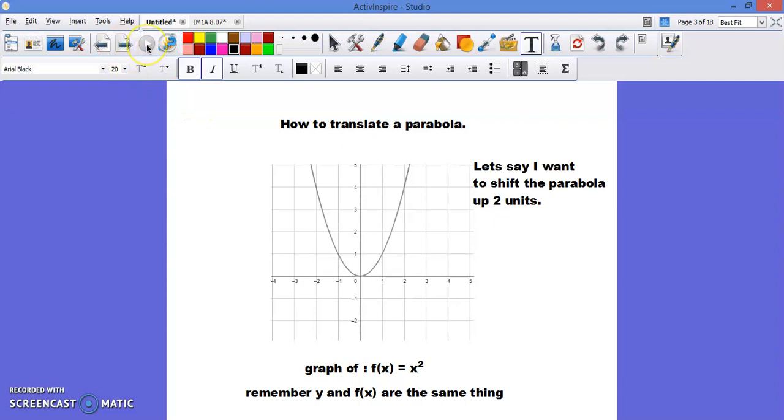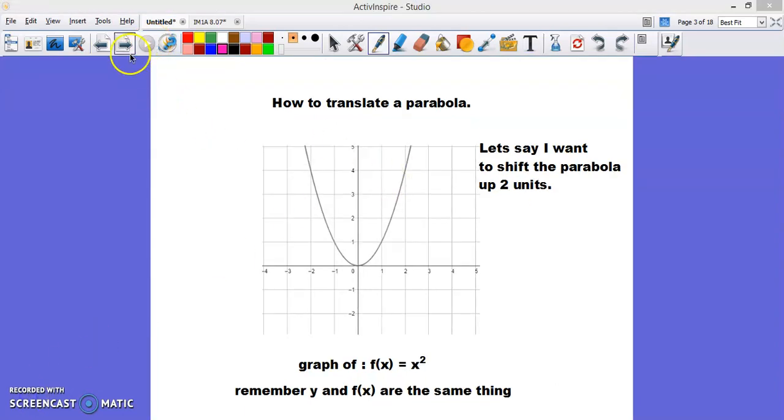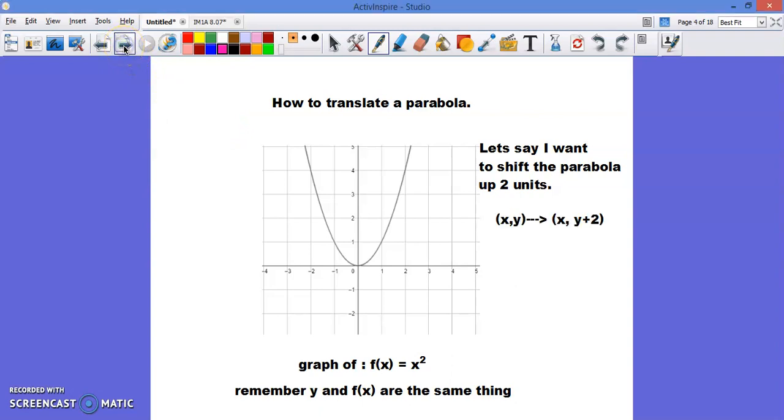Alright, so let's start with our first example here. I've got my equation, y equals x squared, and I'm going to want to shift this parabola up 2 units. So I'm going to move it up 2 units. Alright, so again, we're shifting it up 2 units. So just to remind you what the transformation notation looks like for that, we would have that written as x comma y, we have our little arrow, goes to x comma y plus 2, indicating that we want to raise the y value by 2 for every point on this curve, right?